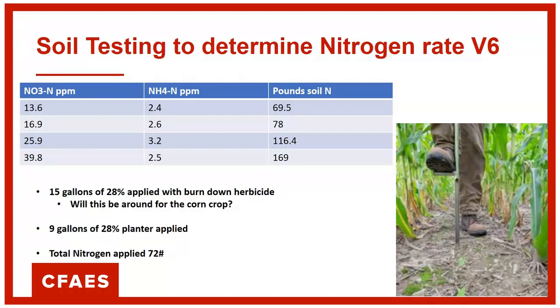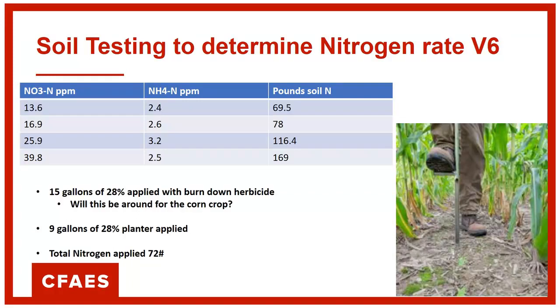So we pull in how much nitrogen's in the soil. There was 15 gallons of 28 down with burn down. Was that really going to be available for the corn crop? That was a big question. We invested 15 gallons of 28%. A lot of times when we think about using that burn down, we expect it all to be gone, but the grower believes it helps his herbicide program, so he wants to invest in it. Put 9 gallons on with the planter. So there's a total of 72 pounds of 28 out on that field if we really were able to recapture it all. So we start looking.